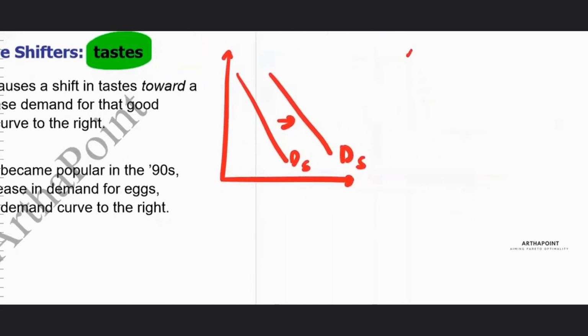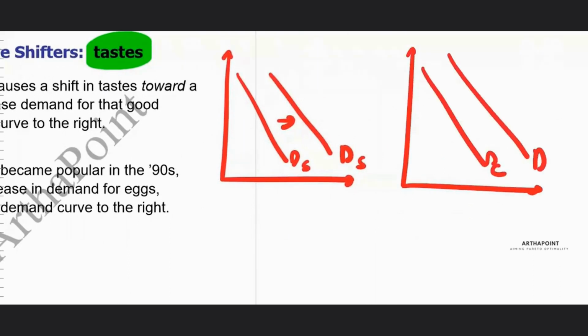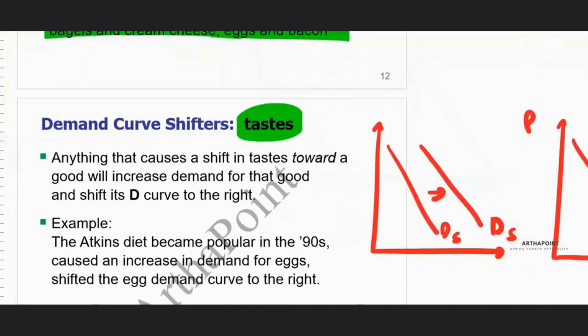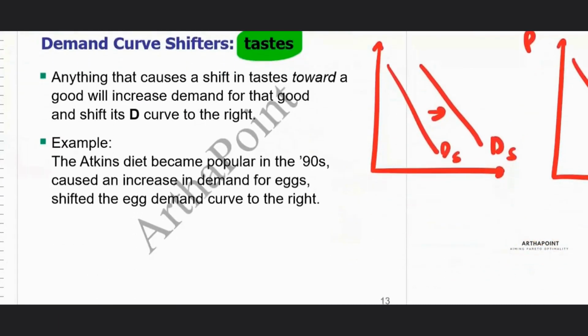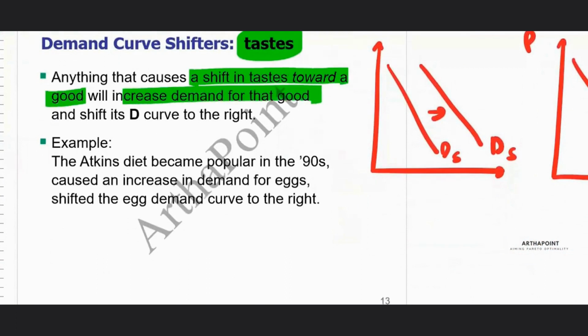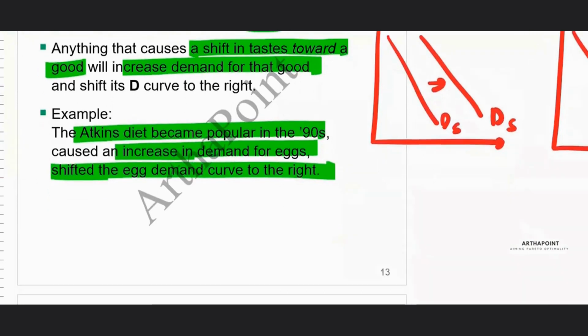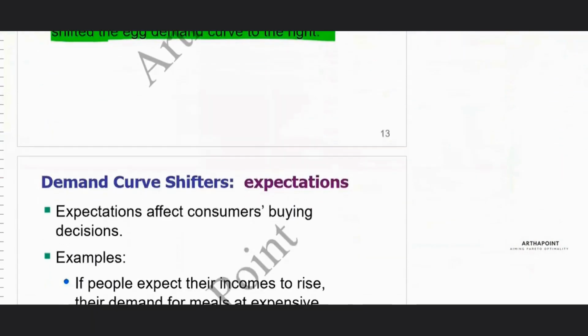During COVID-19, the demand of coconut water has increased. It has got nothing to do with price and quantity of coconut water. It's just that people are growing their taste and preferences towards coconut water. So anything that causes a shift in the taste towards a good increases the demand for the good. Like some diet causing an increase in demand of eggs. Therefore, the demand curve of eggs shifts to the right.